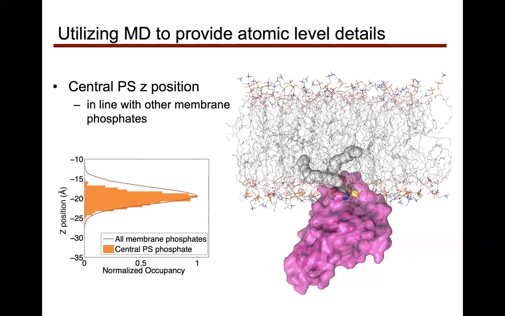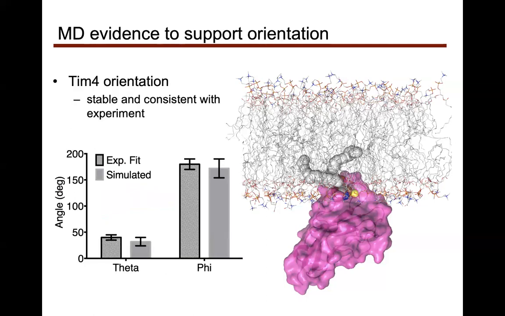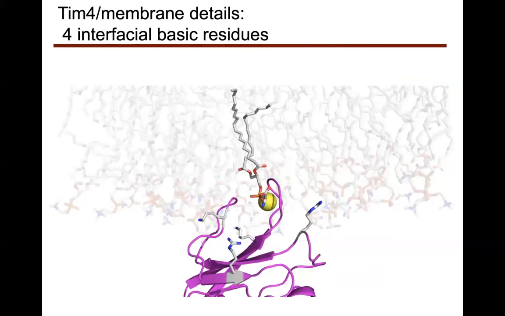And just going through the results quickly, what you see is that the central position is in line with the membrane phosphate, and the hydrophobic penetration is in line with the spectral shift that we observe. And the orientation between the experimental fit versus the simulated fit by the rotation that we explained earlier are also in line with one another. And these results allow me to look at what is really in close proximity of the membrane surface.